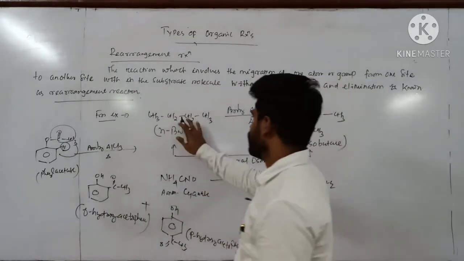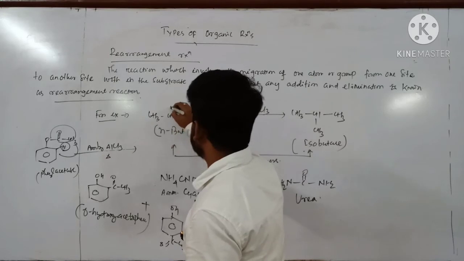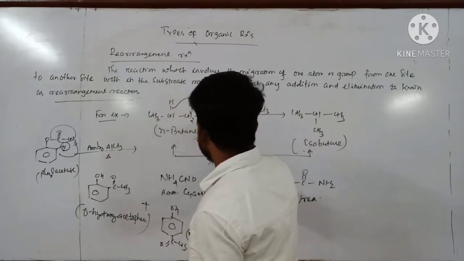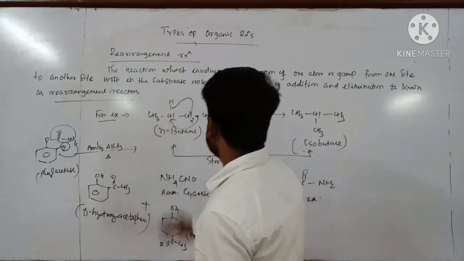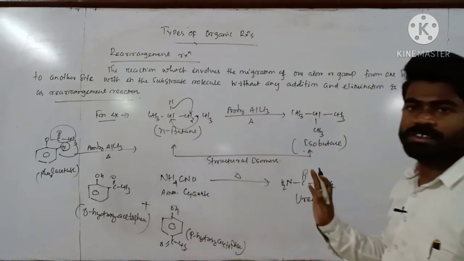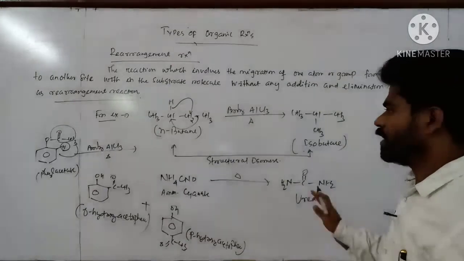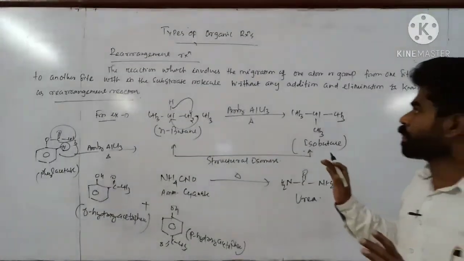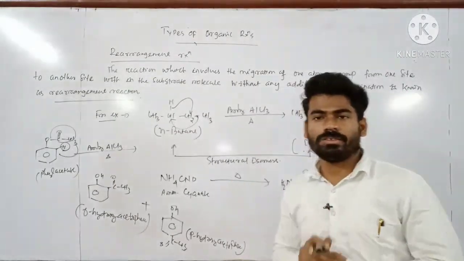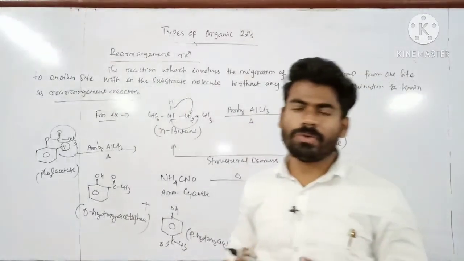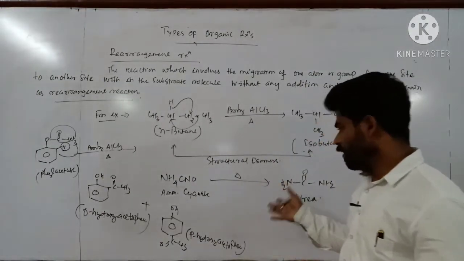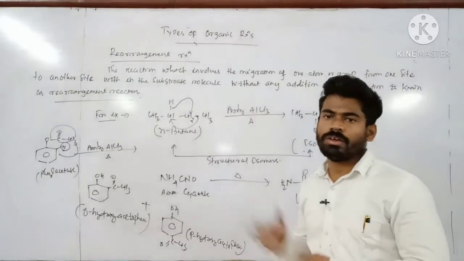So what happens here? One hydrogen from here migrates to here, and here the methyl group migrates here. Only migration is there, shifting of group is there, no addition, no elimination is there. This is called your rearrangement reaction. So these are the 4 basic types of organic reaction which we have discussed. Okay, go through that.